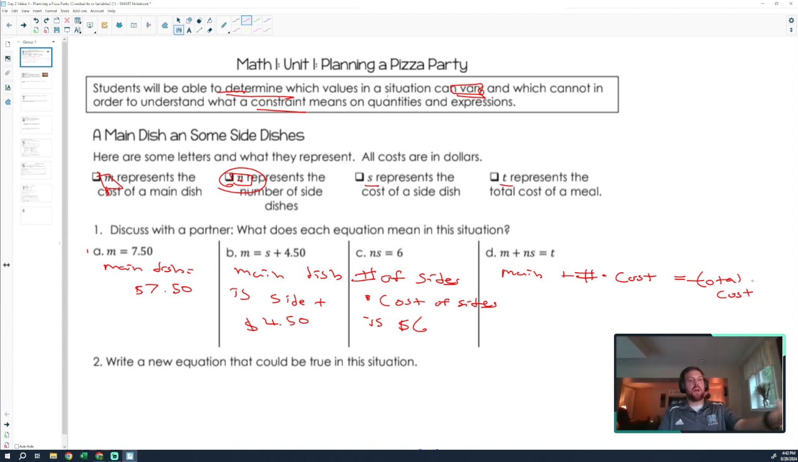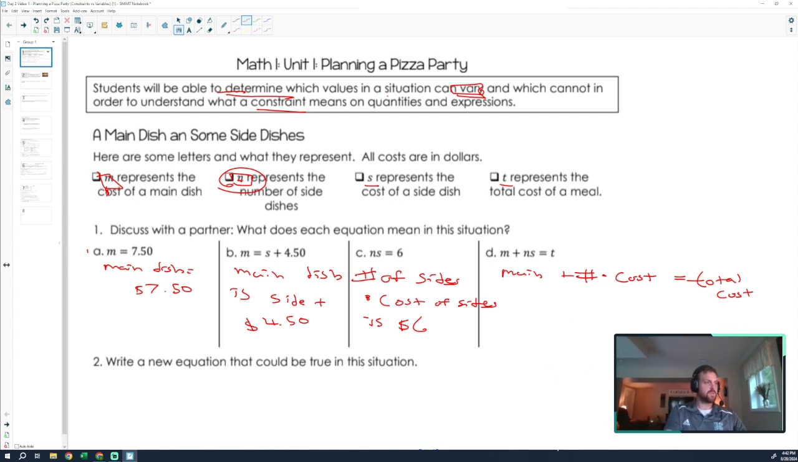And again, think about it in context of the problem. That should make sense, right? You take your main dish, you add the number of side dishes you have and their cost, and you get your total cost for the expression, right? So that's all we're talking about: how to represent relationships in the context of a problem.